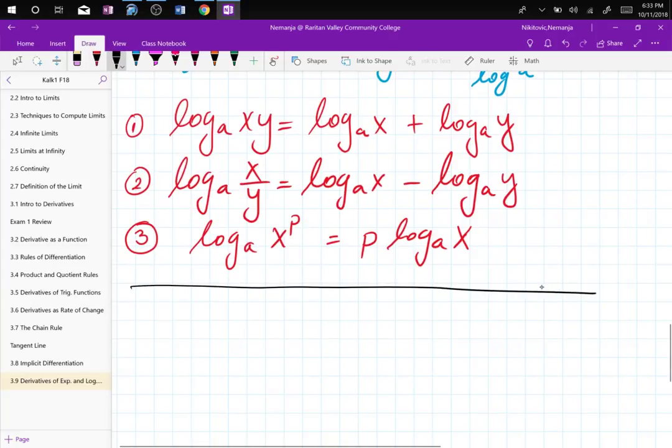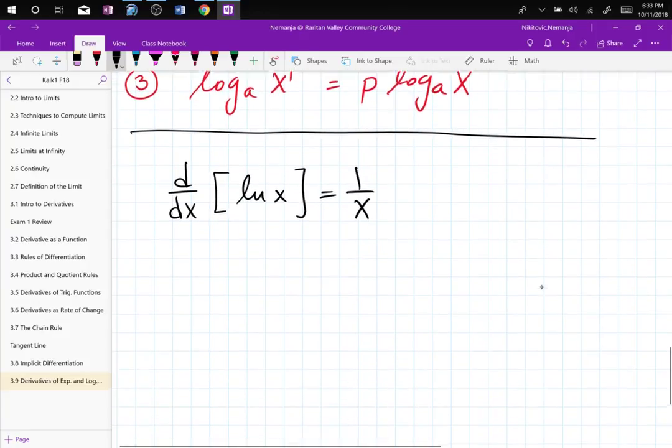Formula number 1, that it's rarely used, but it's used, is to say that the derivative of ln x is 1 over x. Note the use of ln, which means base is e. It's ln over there, so base is e.